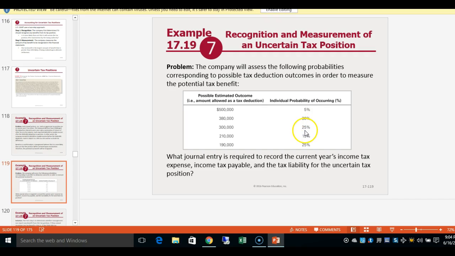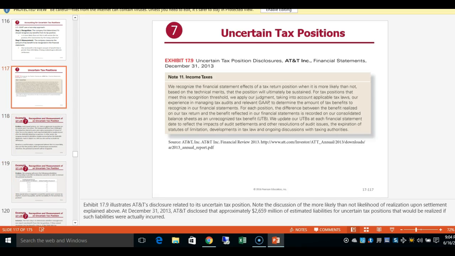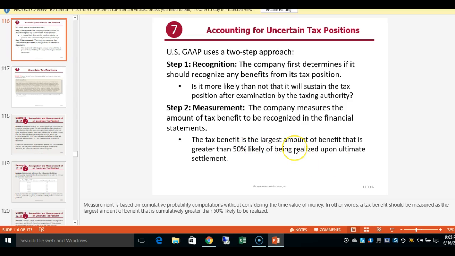So cumulatively, the greater than 50% rule comes right at this point, at the 25% probability. When we add up 5%, 30%, and 25%, we get to the greater than 50% rule, which is stated right here.